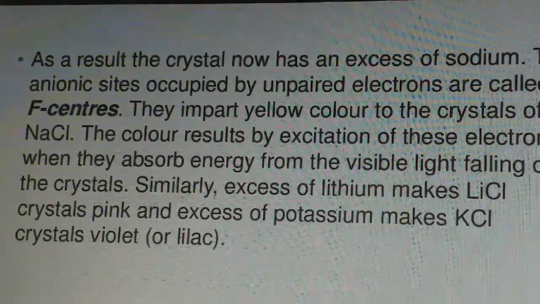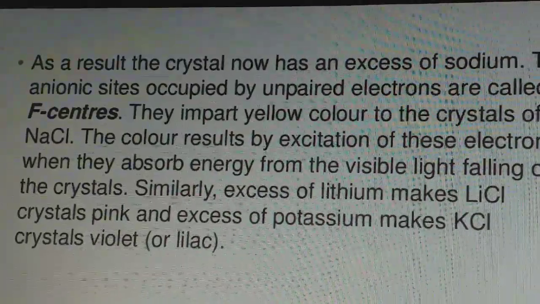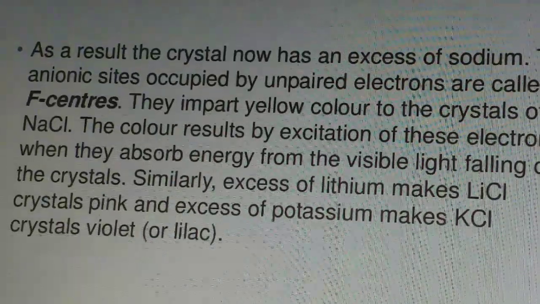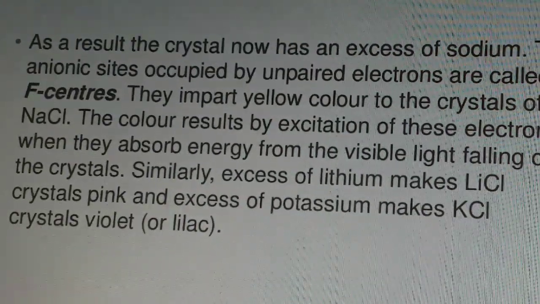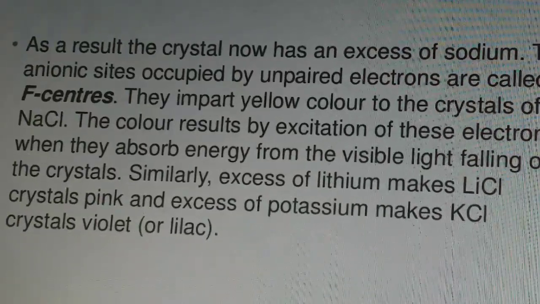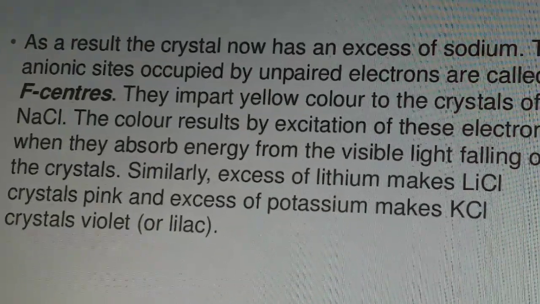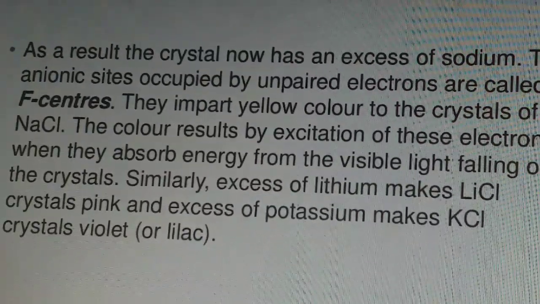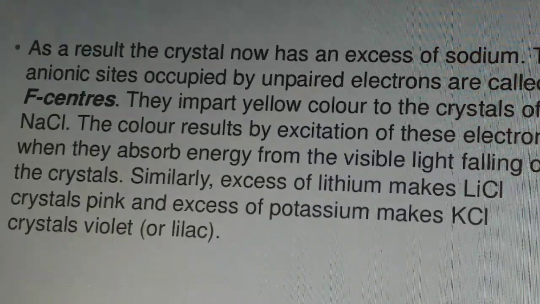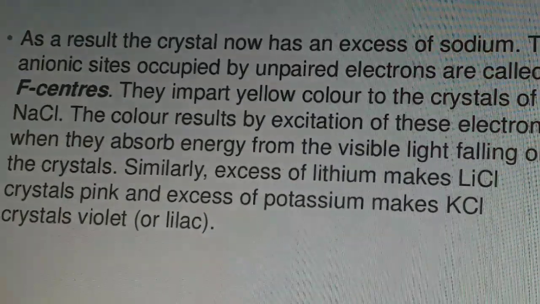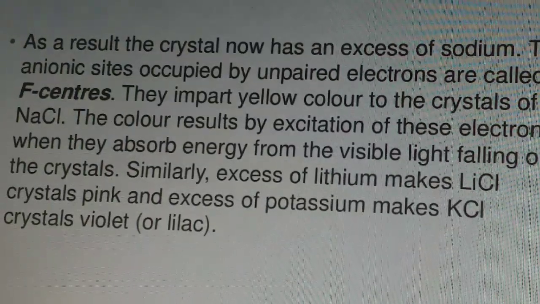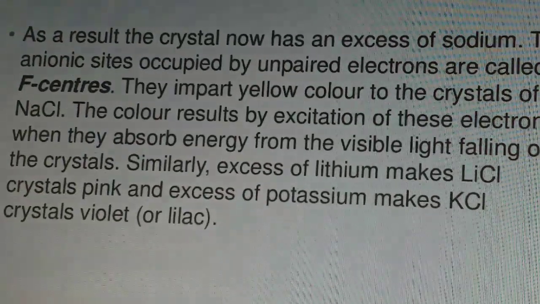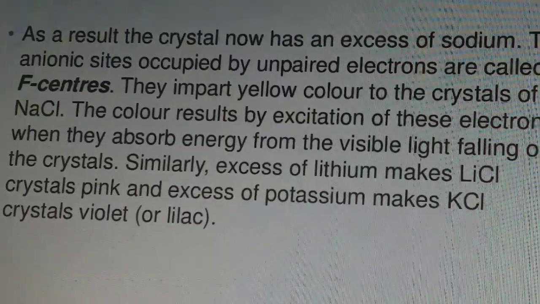The anionic sites occupied by the unpaired electrons are called F centers. They impart yellow color to the crystals of NaCl. The color results from the excitation of these electrons when they absorb energy from the visible light falling on the crystals. Similarly, excess of lithium makes LiCl crystals pink and excess of potassium makes potassium chloride crystals violet. You can remember easily: KCl violet, K-V, and LiCl gives a pink color, that is Li-P.